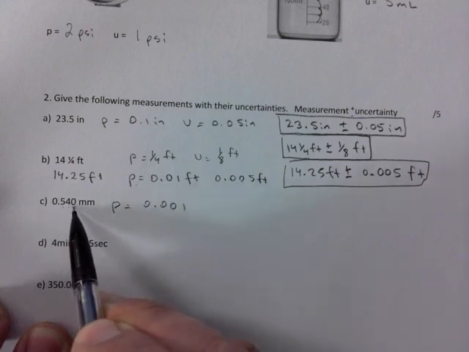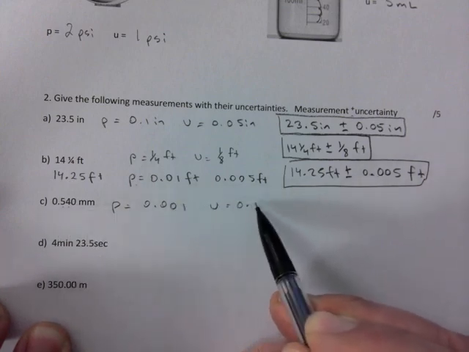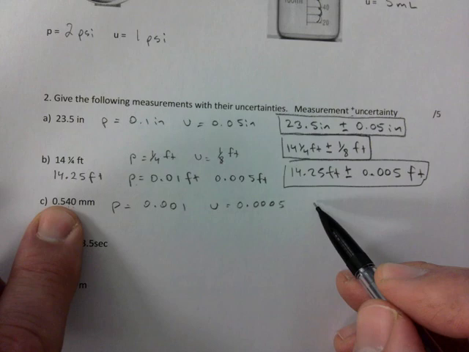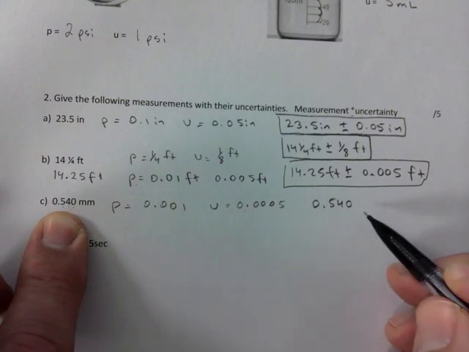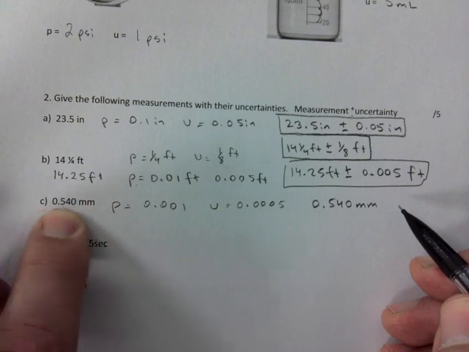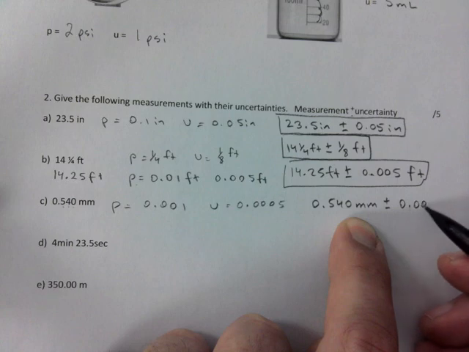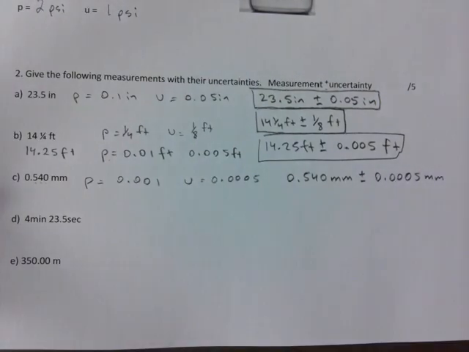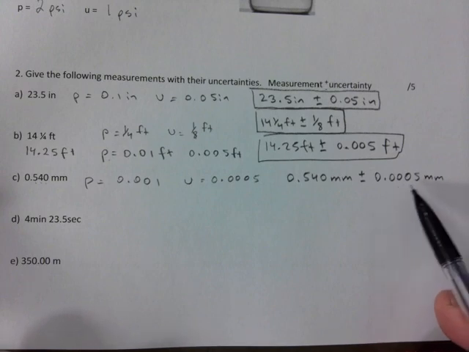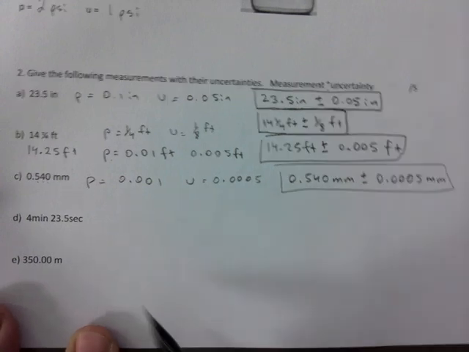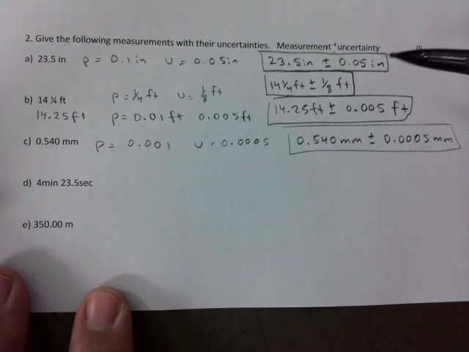Here the precision is 0.001, because we've got 3 decimal places, and the uncertainty is 0.0005. And so the actual measurement is, don't drop zeros in this unit. If the measurement is like that, it's there for a reason. So try not to do that from now on, okay? So this one has 0.540 millimeters plus or minus. You've got to have 4 decimals on the uncertainty there. 1 mark for each correct final answer there.